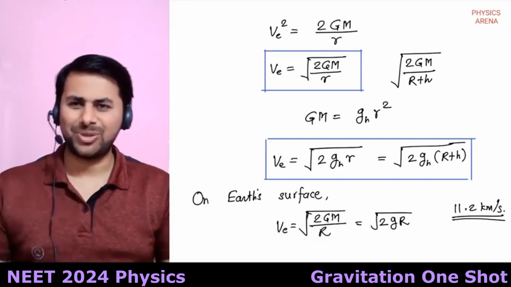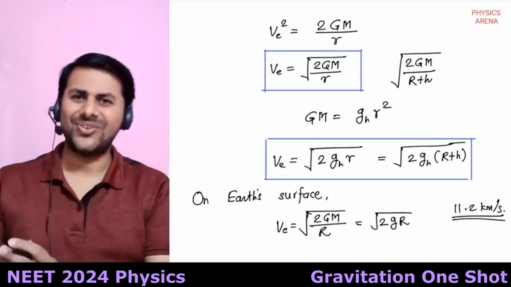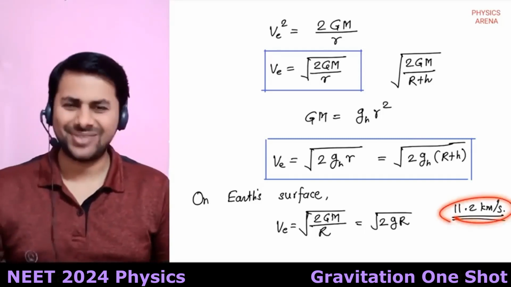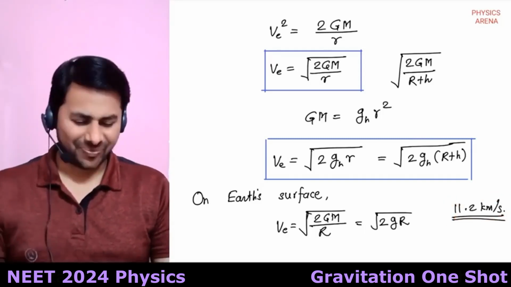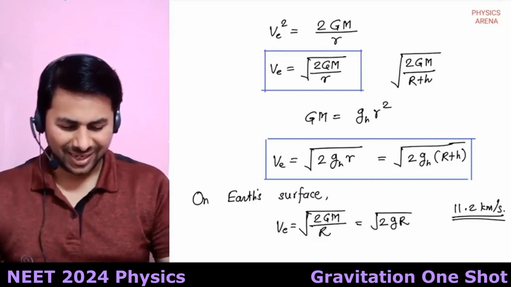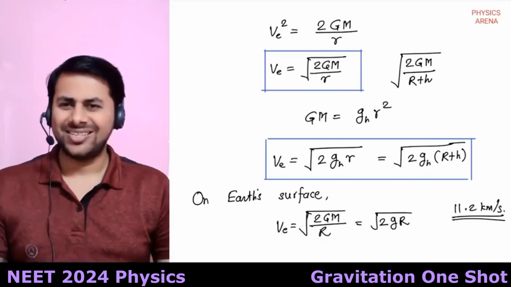Suppose you don't like somebody, throw him or her with this much speed. So it will move to infinity and never come back. Is this clear?